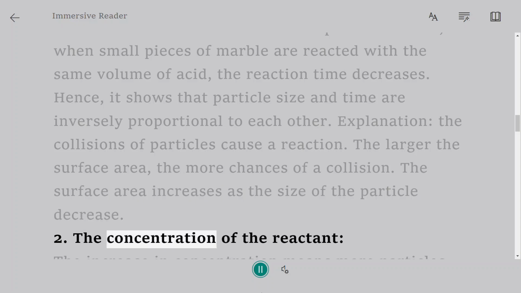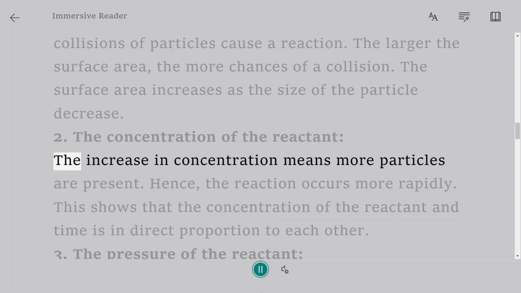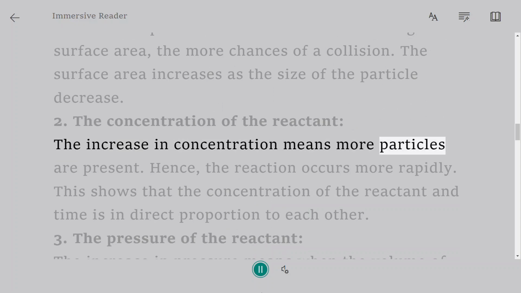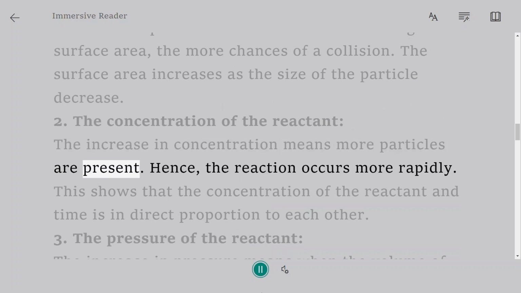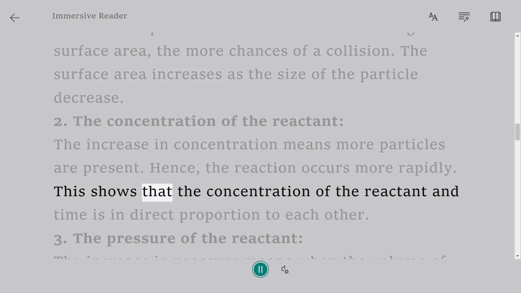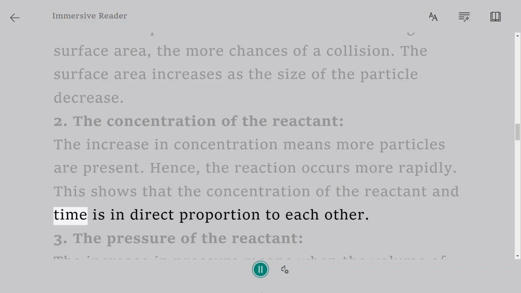2. The concentration of the reactant. The increase in concentration means more particles are present. Hence, the reaction occurs more rapidly. This shows that the concentration of the reactant and time is in direct proportion to each other.